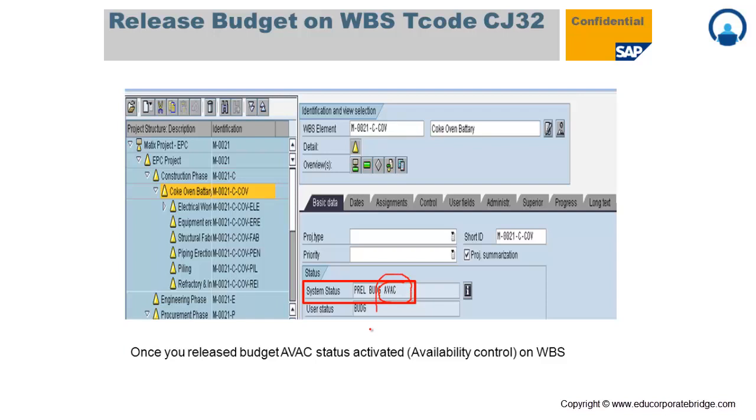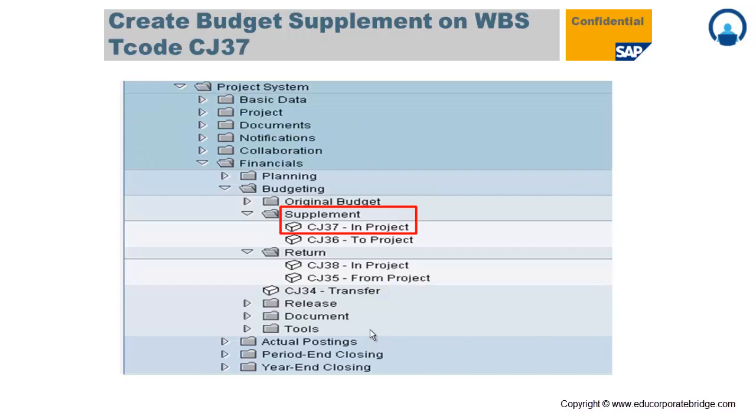So this is the check where the system will now check your commitment and the actual cost, so that your commitment and actual cost do not overrun the particular budgeted values. CJ37, that is a supplementary budget.